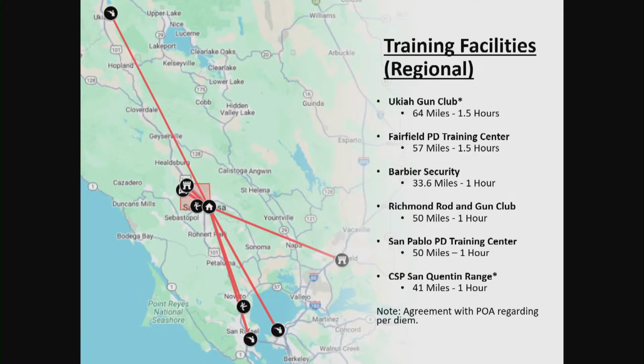Richmond Rod and Gun Club, that is our other bread and butter place where we go to shoot. It's about 50 miles, about an hour away. It's on the cheaper side, $350 a day, but we'll talk about some hidden costs. San Pablo PD is building a training center. They're getting a new department, and inside that department, they're putting a range and a mat room. They bought an old library and turned it into a training center. They put a mat room and a classroom, and we pay to use that.